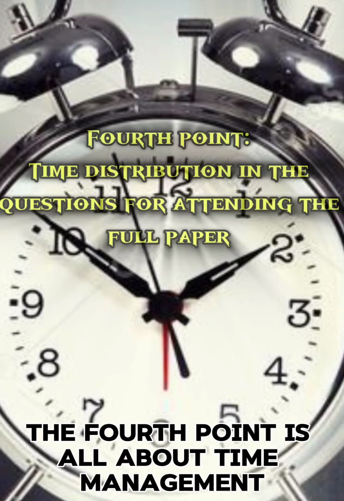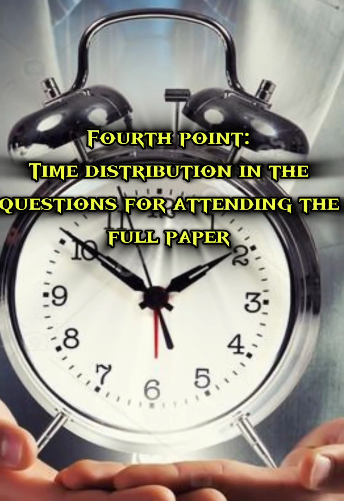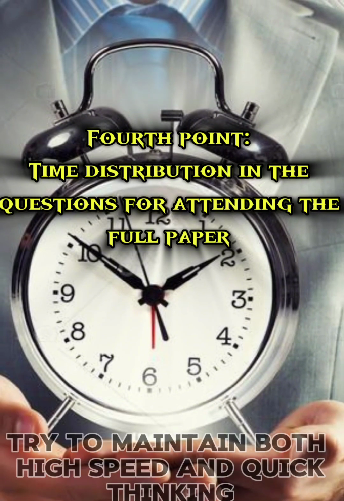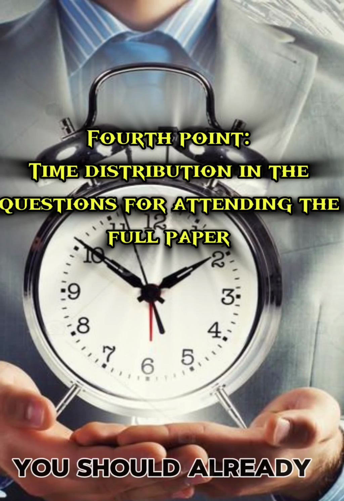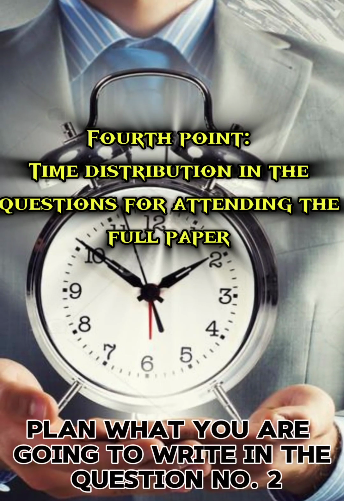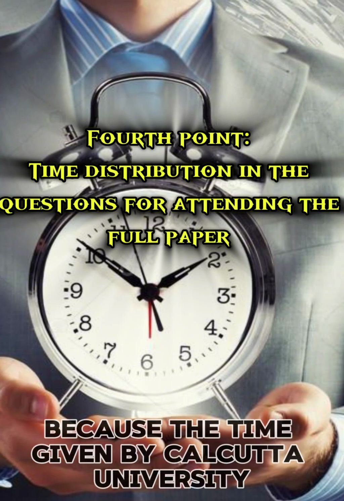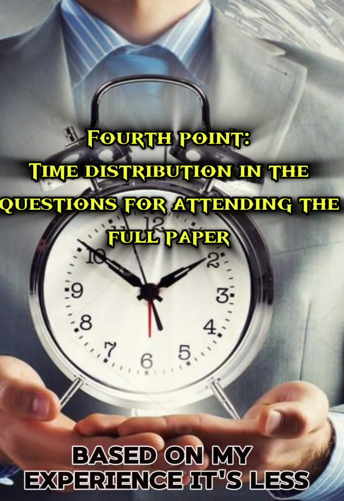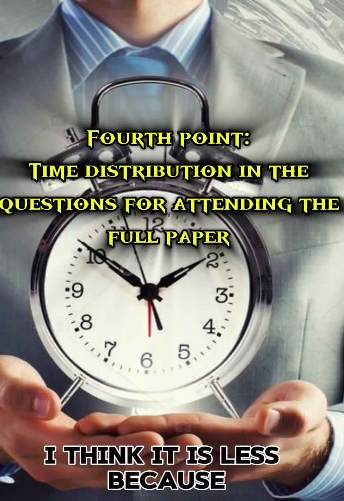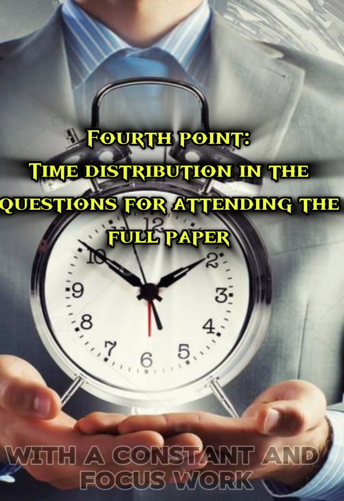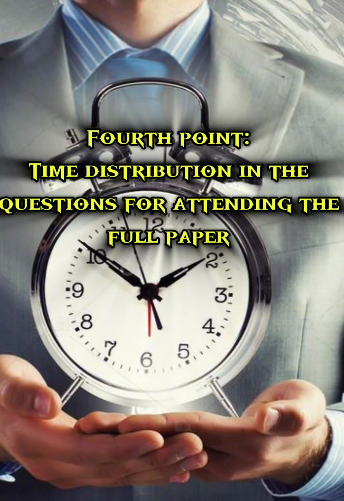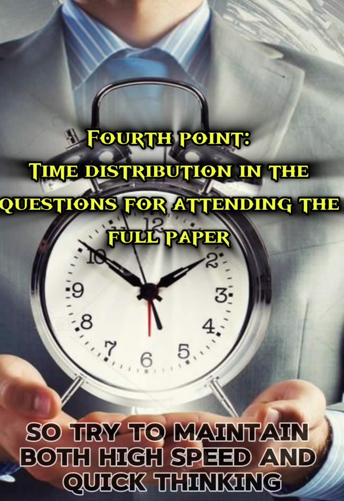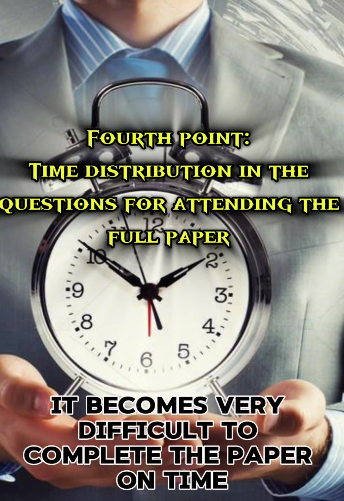The fourth point is all about time management while attempting the questions. From the very beginning of the exam, try to maintain both high speed and quick thinking. While writing question number one, you should already pre-plan what you are going to write in question number three. Because the time given by Calcutta University, based on my experience, is less. I think it is less because you have to attempt all of that with constant focus. Without high speed and quick thinking, it becomes very difficult to complete the paper on time.